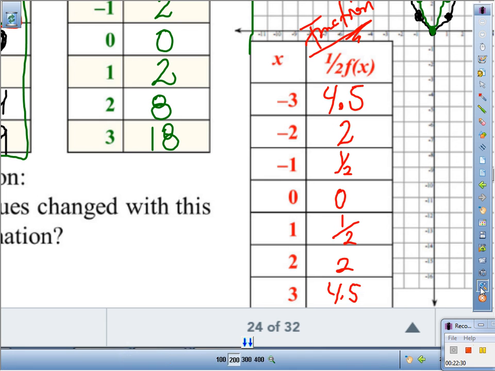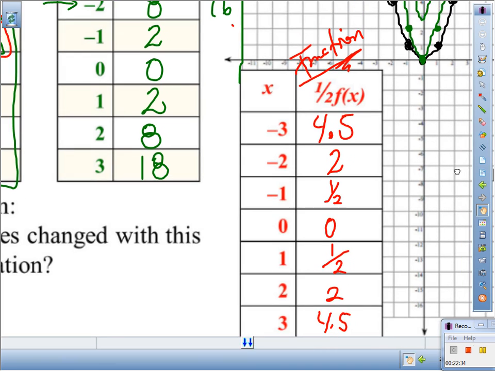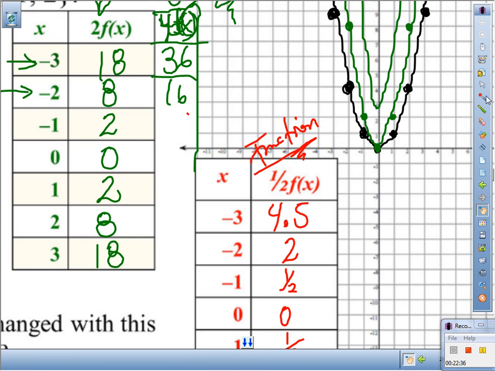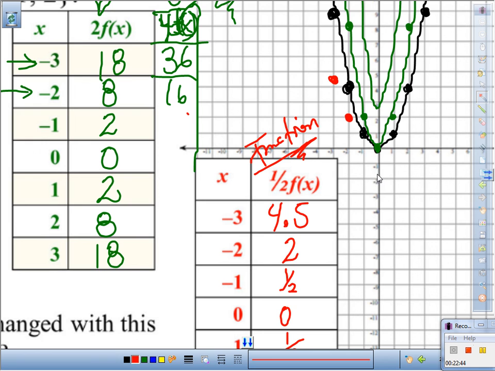Let's graph that, yes? Yes, Mr. Q. All right, good. Here we go. -3, 4.5 is about right there. -2, 2 is right there. -1 and 1/2 is right there. 0, 0, 1, 1/2, 2, 2, and 3, 4.5.